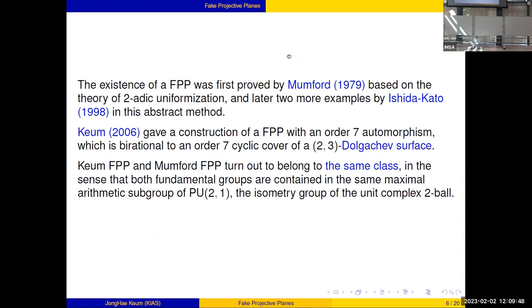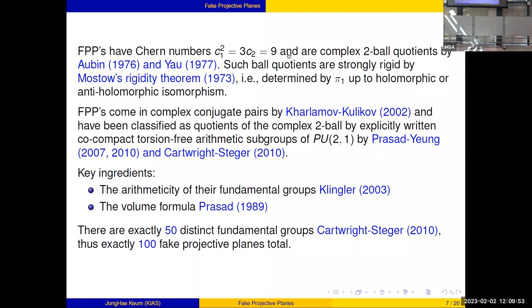So I said before, fake projective planes have Chern numbers c1 squared equal to 9 and c2 equal to 3. So they satisfy equality of the Bogomolov-Miyaoka-Yau inequality. So they are complex two-ball quotients by Aubin and Yau. And such ball quotients are strongly rigid by Mostow's rigidity theorem. That is, determined by the fundamental group up to holomorphic or anti-holomorphic isomorphism.